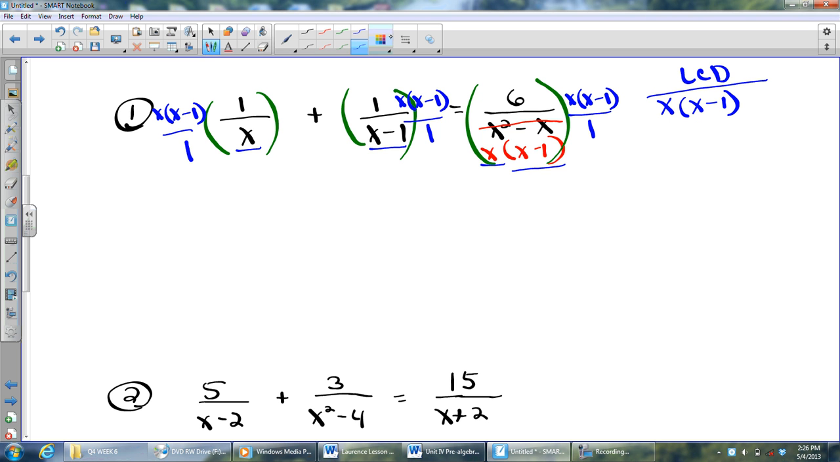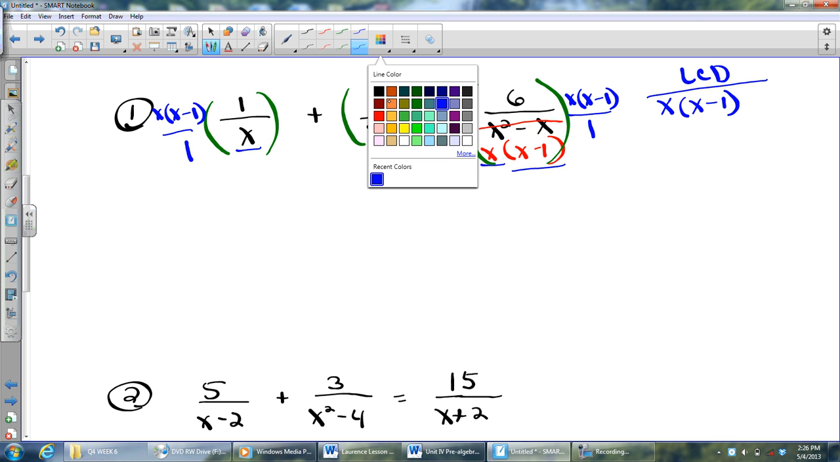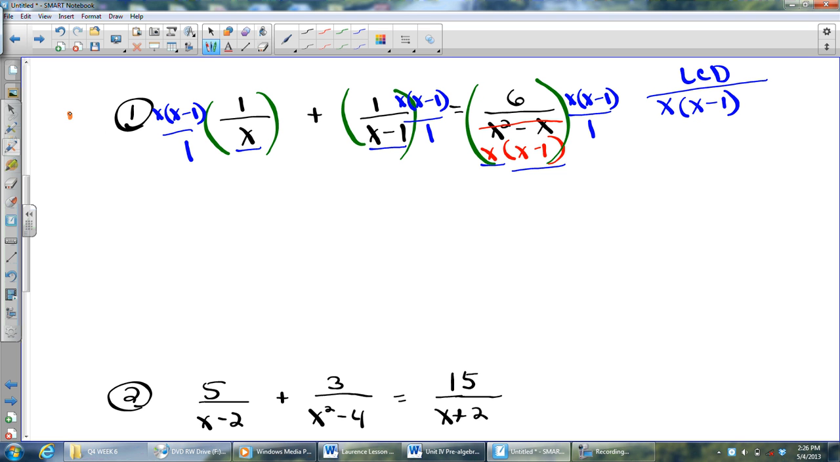Now watch what's going to happen. In this first fraction, I can see that I have an x and an x here. They can cancel out. I'm left with x minus 1 times 1. Well, that's just x minus 1. In the second fraction, the x minus 1's will cancel, leaving me 1 times x, or just x. In the third one, this is one I call the hard one, x will cancel with x and x minus 1 with x minus 1, and that's 6. x and x is 2x.